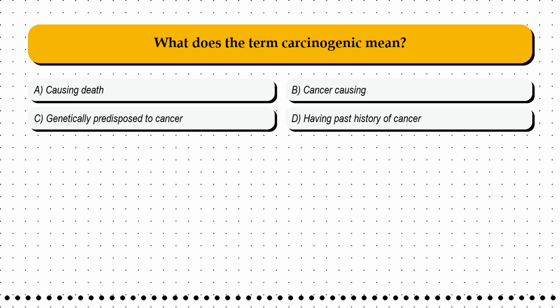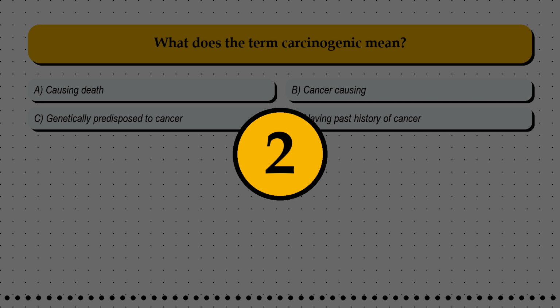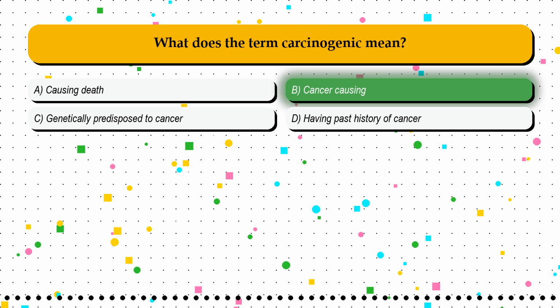Question 197. What does the term carcinogenic mean? Option A, causing death. Option B, cancer causing. Option C, genetically predisposed to cancer. Option D, having past history of cancer. The correct answer is option B, cancer causing.